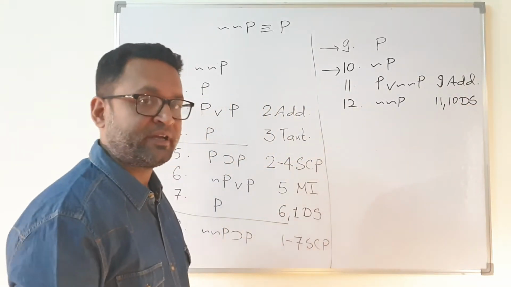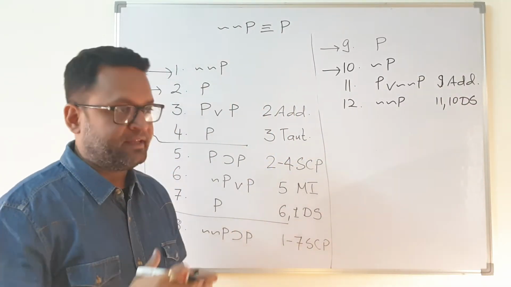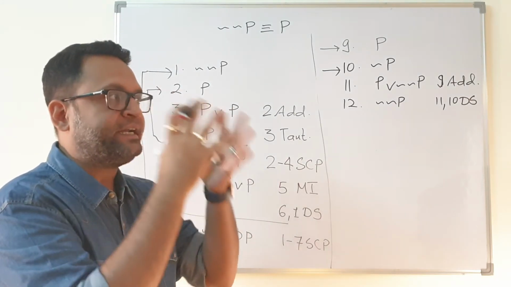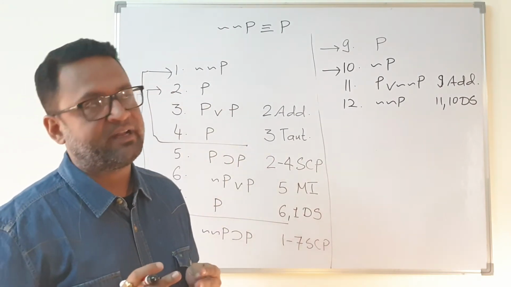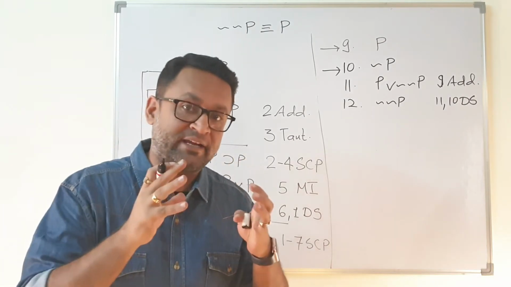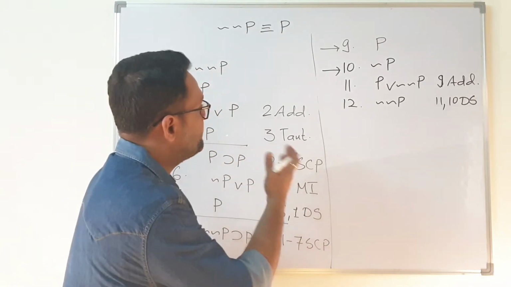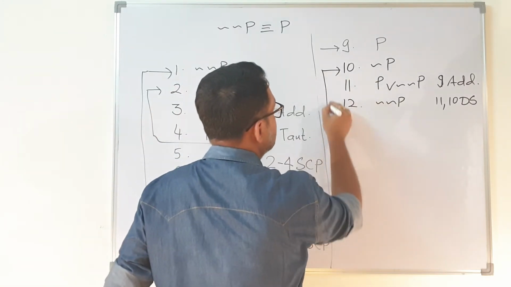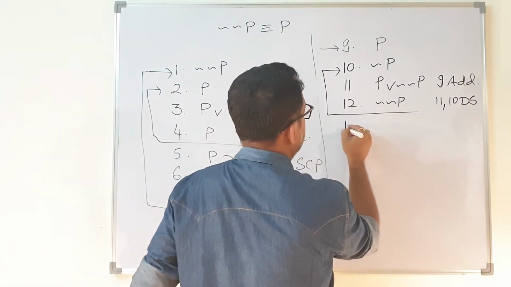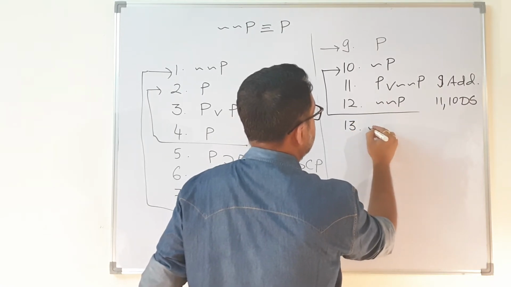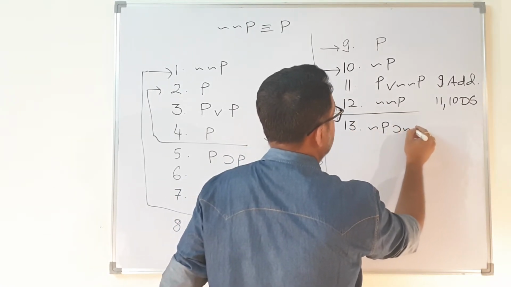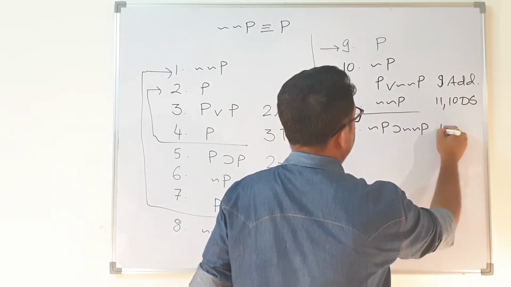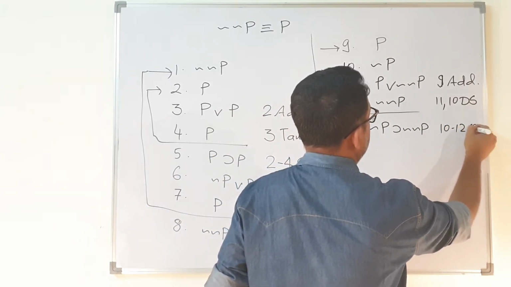I got double negation P, because try to understand. Till the time you are doing these kind of things, you are not getting the idea of how to solve this question, or how to get the answer. Okay, so I have got double negation P. Now what I will do? I will put the closure. Let me see if I am getting the answer now. Negation P implies double negation P, right? So this will be from 10 to 12 SCP.